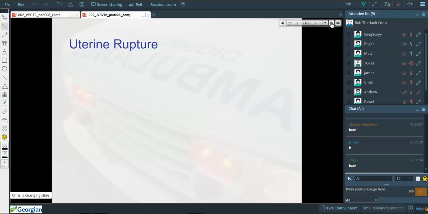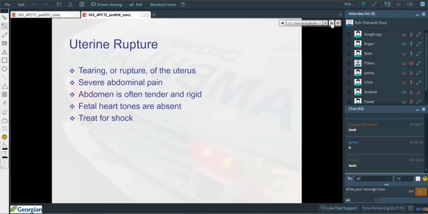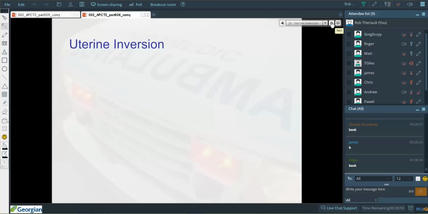Uterine rupture. This is a tearing or rupture of the uterus with severe abdominal pain, and the abdomen is likely to be very tender and rigid. Fetal heart tones may be absent, but we're not going to assess for those. Treat for shock, give high flow O2, fluid resuscitation, and transport immediately.